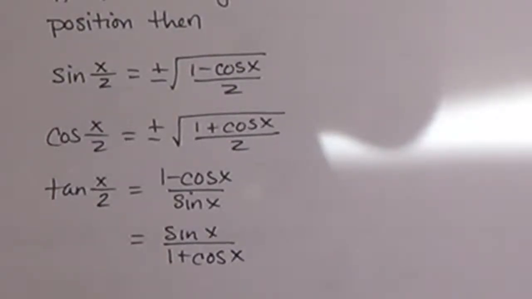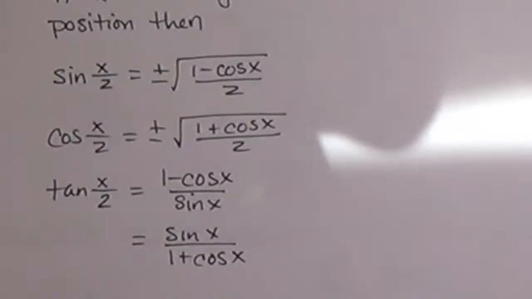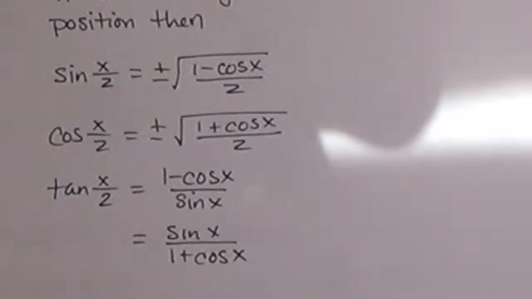And when you're evaluating these functions, the plus or minus will depend on what quadrant your x over 2 lies in. Okay? So for example, if x is 140 degrees, then x over 2 is 70 degrees. And so I'm going to use the fact that 70 degrees is in quadrant 1, and my values are going to be positive. Okay? If my x was 300 degrees, then my x over 2 is going to be 150 degrees, which means I'm going to be in quadrant 2. So my sine would be positive, but my cosine would be negative. Okay? So you're just going to need to determine that.